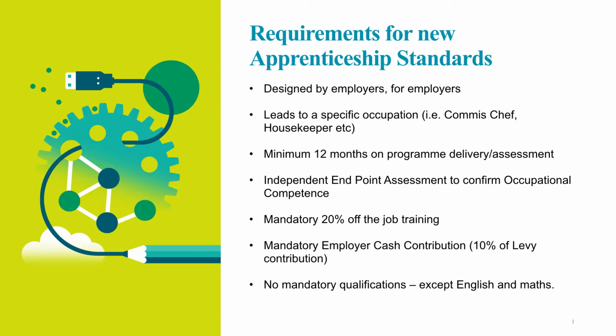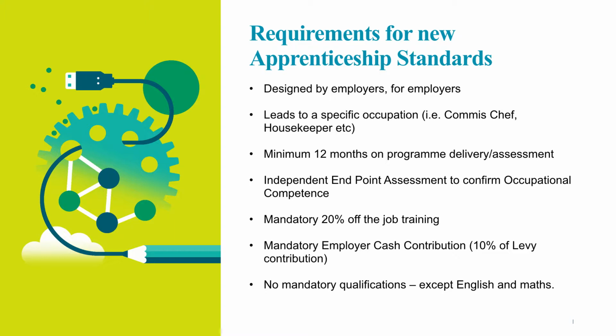There is a mandatory 20% off the job training requirement. Again, an apprenticeship should not just be, as in some sectors it's been identified as, cheap labour. There should be a job with training. And again, there is now a mandatory cash contribution. Again, I apologise, there's a slight typographic error in this presentation. It should be either 10% or 100% of the levy contribution. And I'll come on to that again in the funding section.